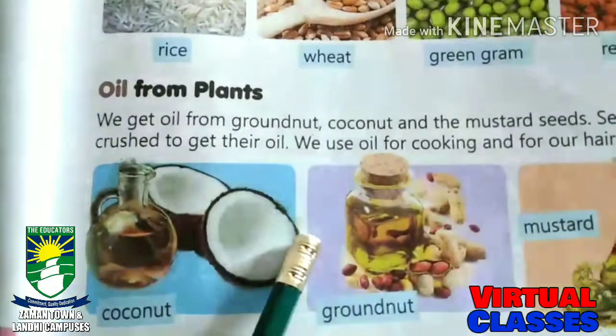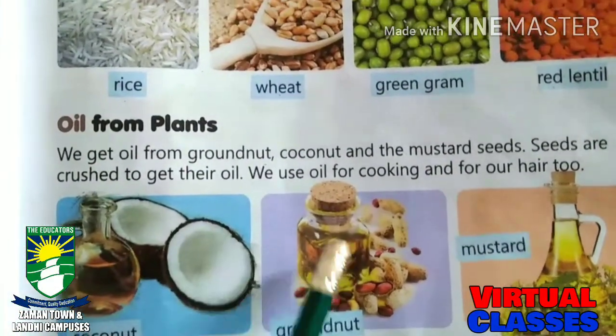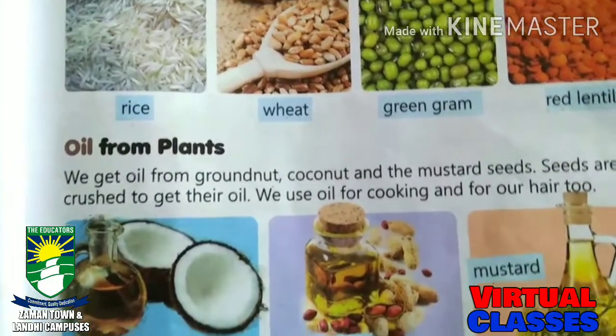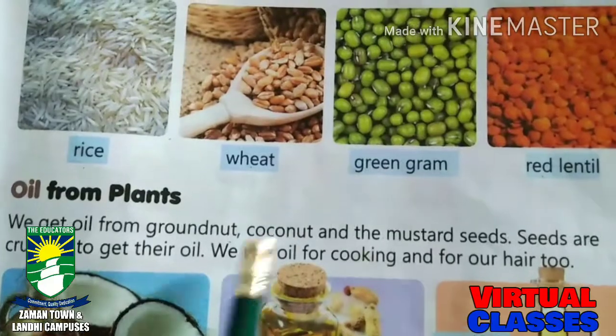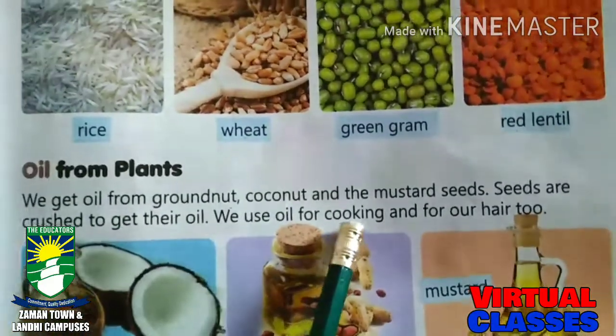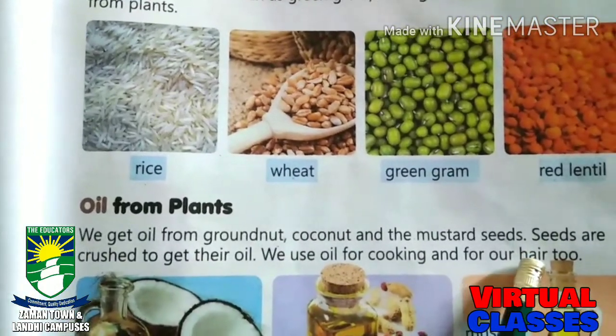Now, if we talk about the oils that we get from the plants, there are so many examples like coconut oil, groundnut oil and mustard oil. We also get oils from the plants which we use for cooking and we also use oils for our hair.